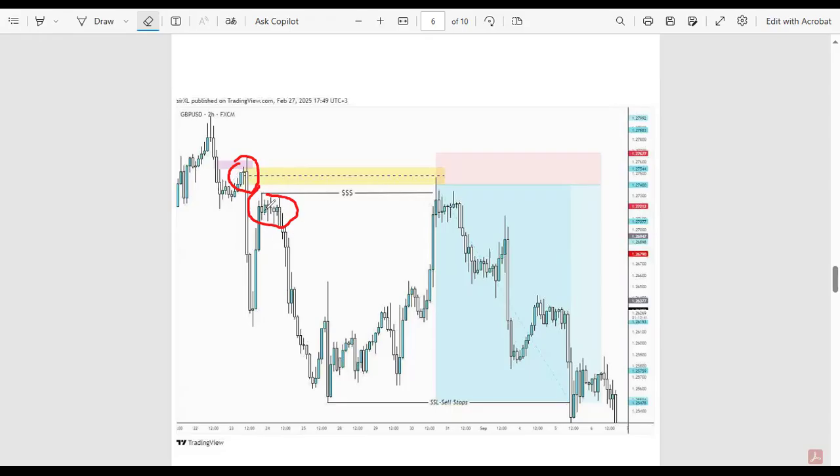The formation of an inducement makes it easier for you to mark the perfect entry point. What we can see here is what makes this one a strong point of interest, because without this it was still not a very strong point of interest. We could have been going through some tough decision here. It could have been very difficult to make a decision because we had another order block there.